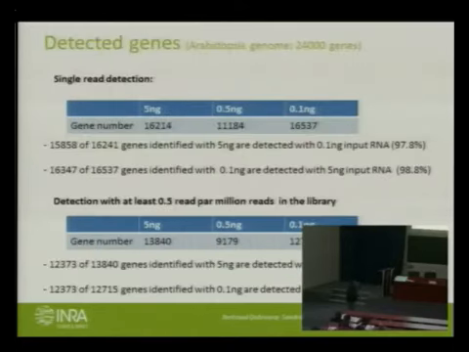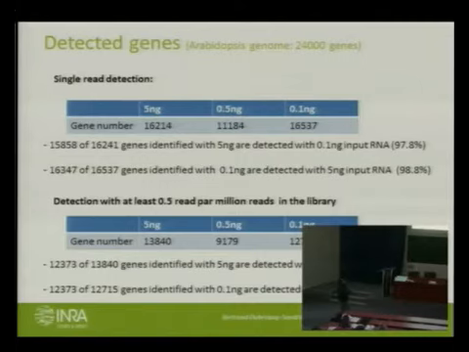How many genes do we detect? In Arabidopsis, we more or less have 24,000 genes. We are in a developing organ, so we don't expect all the genes to be expressed, and we identify 16,000 genes more or less in the 5 and 0.1 library. A little bit less for the 0.5, and you will see during the talk the 0.5 library is always a little bit lower than the two others.